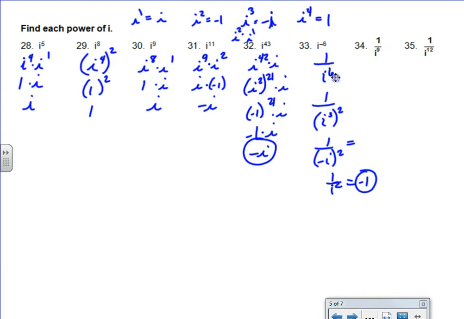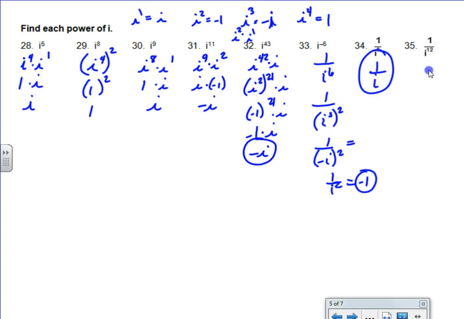i to the -9, which is 1 over i to the 9th. I think I already found i to the 9th. It was i. So I think we could just write it as 1 over i. And I'm okay with that. Technically that's not rationalized, and you'll encounter some math teachers who won't accept that answer, but I will.